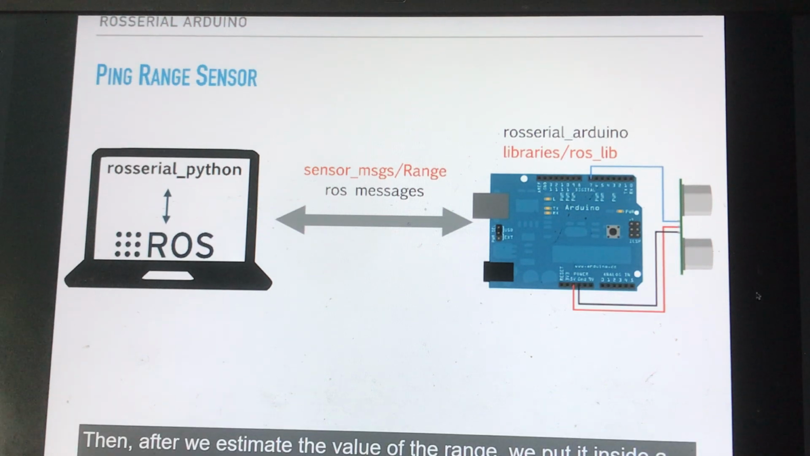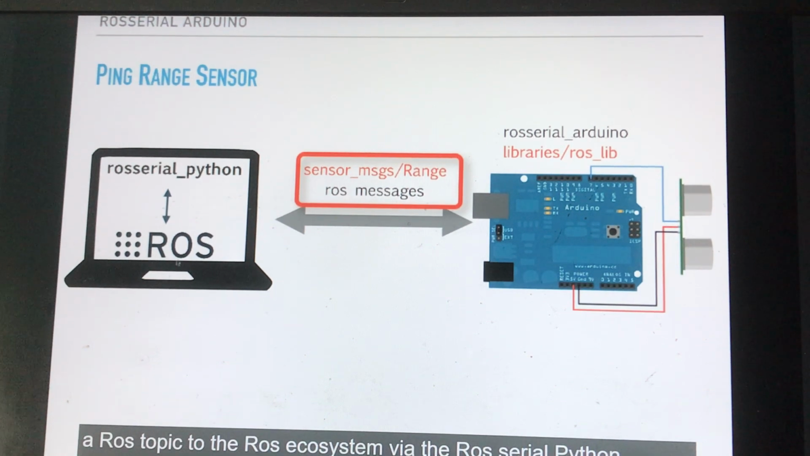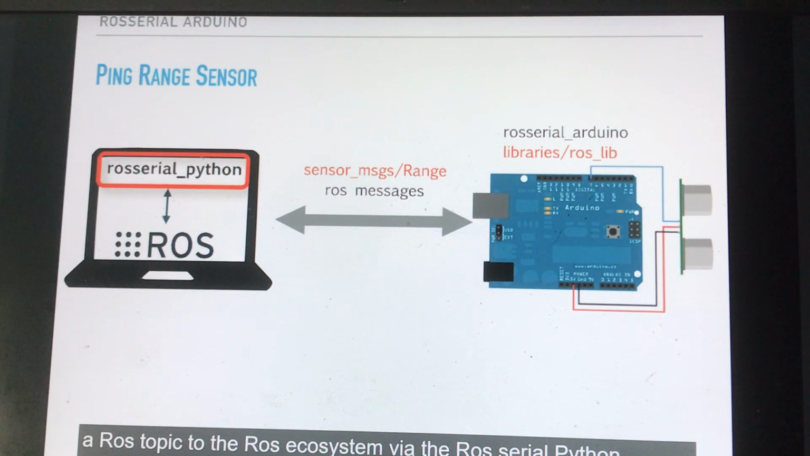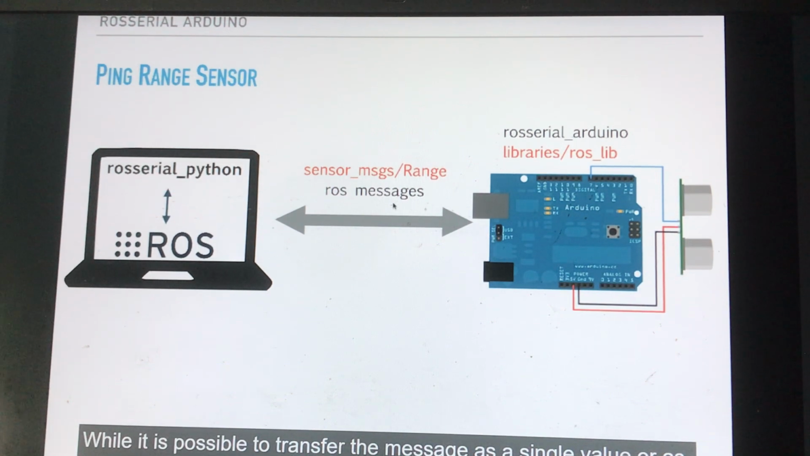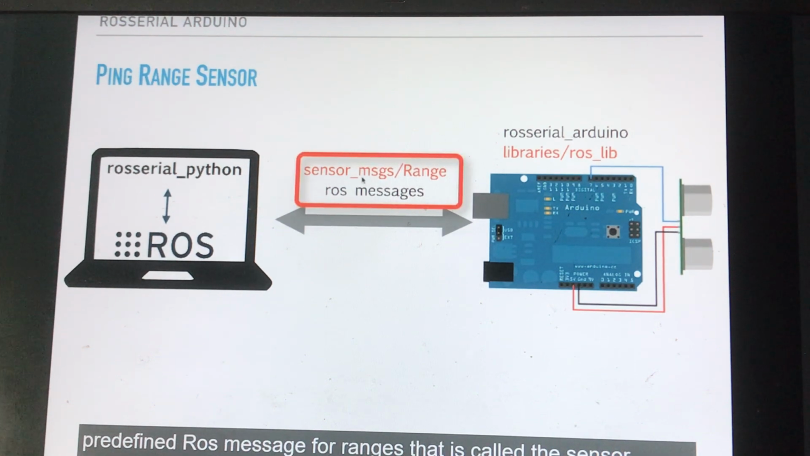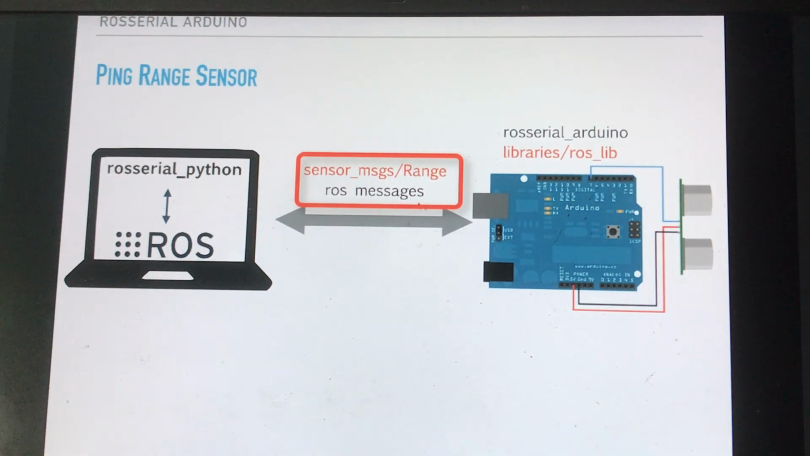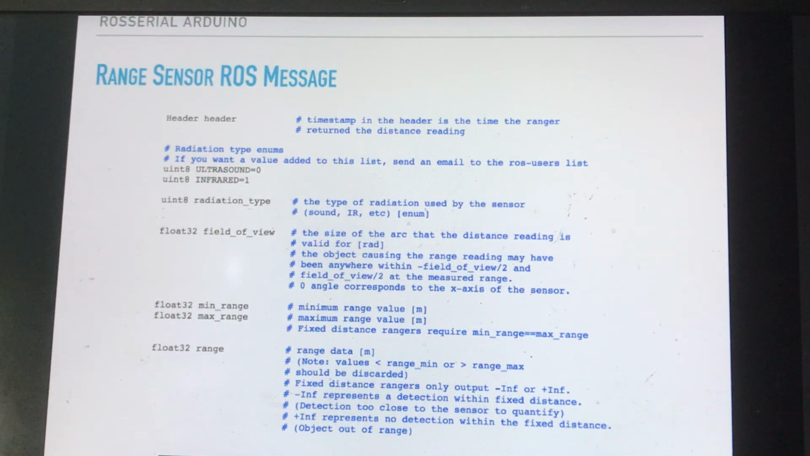Then after we estimate the value of the range, we put it inside a ROS message and publish it through a ROS topic to the ROS ecosystem via the ROS Serial Python bridge. While it is possible to transfer the message as a single value or as a string value, we will use the predefined ROS message for ranges that is called the sensor_msgs/Range, which is a specific message that carries range data, not only the value of the measurement range, but also other metadata about the sensor. Let us look at the structure of this ROS message.